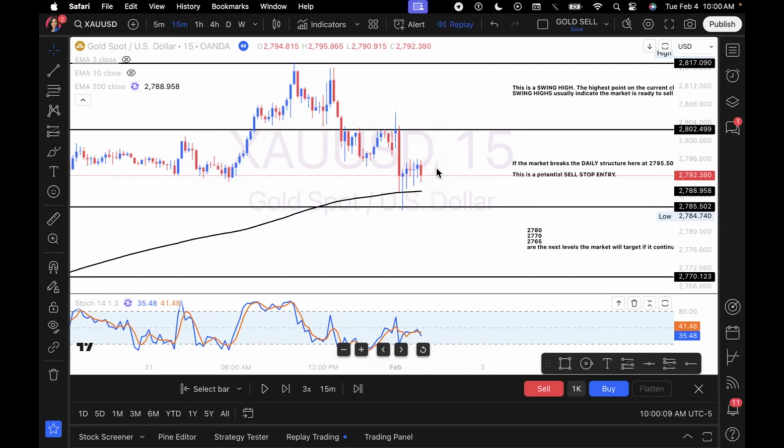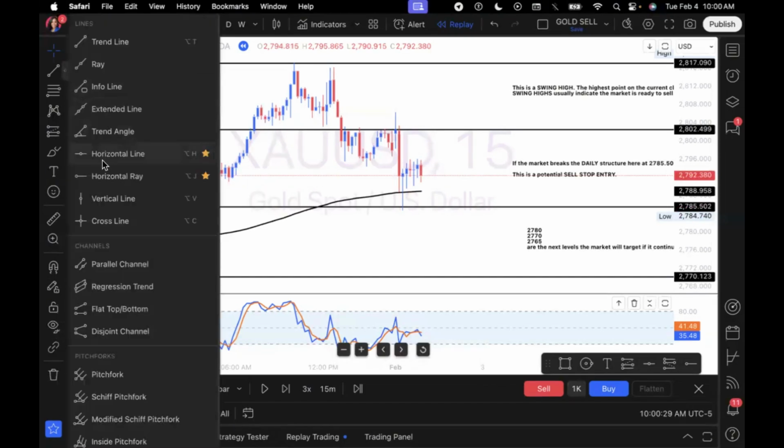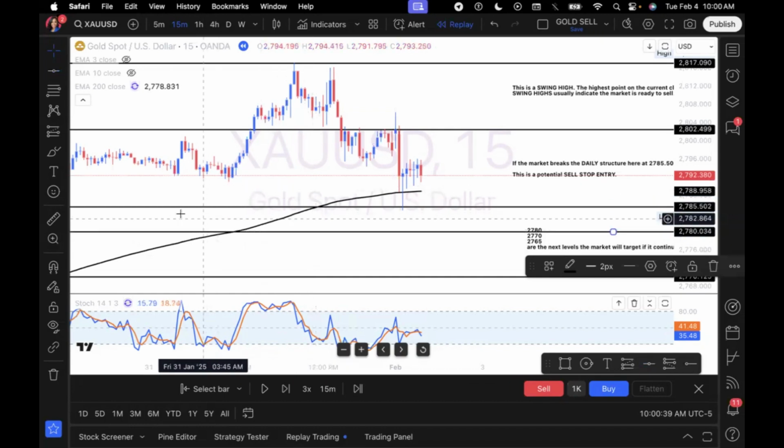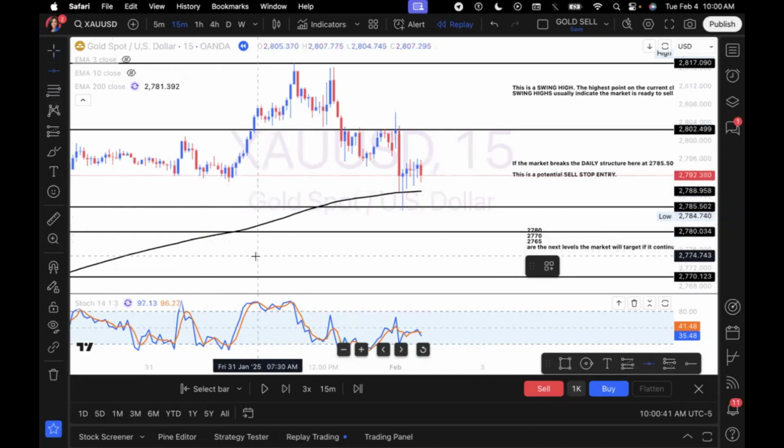We were focused on price coming down to retest this level. And ultimately, if structure was broken at this level, 2785, then the market had a potential to continue and to drop down. So as you saw from my initial post, we had some potential TPs at 2780, and we're just going to go down to 2780. And then we also had another TP at 2775.